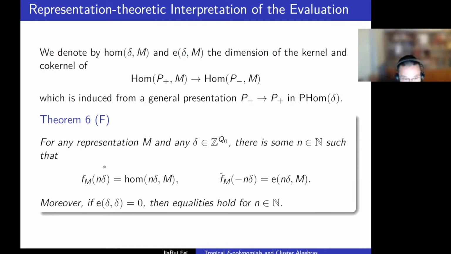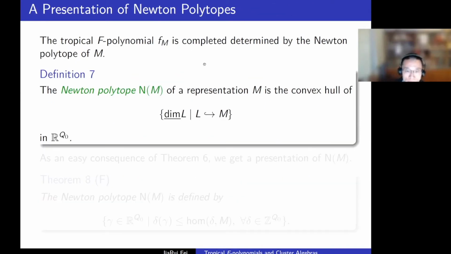One immediate implication of this result is that we can give a presentation for the Newton polytope of a representation. It's easy to see that the tropical F-polynomial is completely determined by the Newton polytope of a representation. The definition is obvious: I take all possible sub-representations, take the dimension vector, then take the convex hull. That's the Newton polytope of a representation.